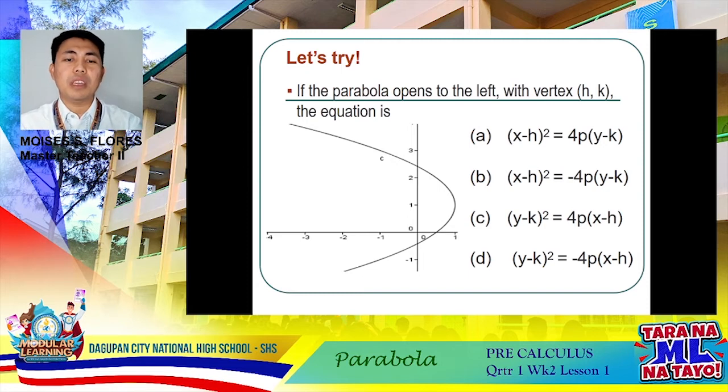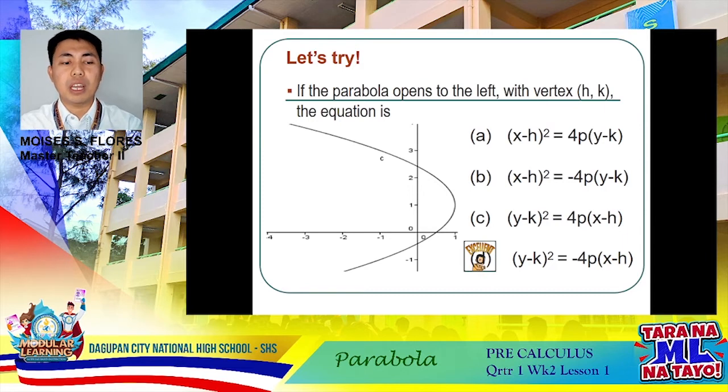How about if it opens to the left and vertex at (h, k)? The correct answer there is letter D. Yes, if it opens to the left, your variable y is on the second degree and your 4p is negative. So that is all about the equation of a parabola.